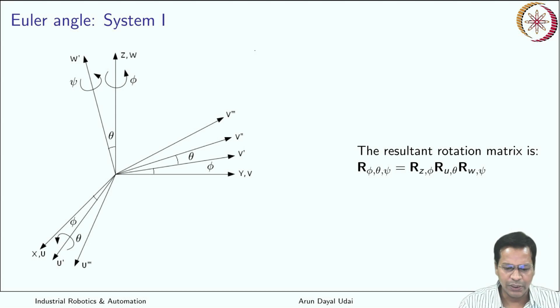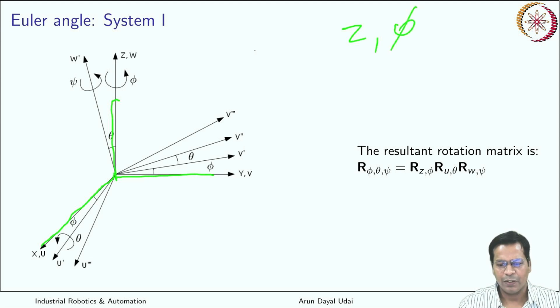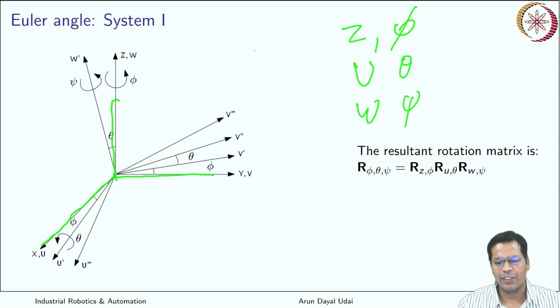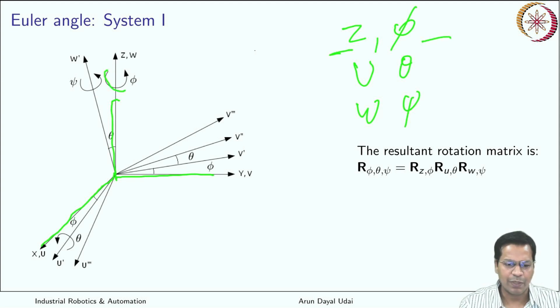So let us say you initially started somewhere over here. You initially had your vector u aligned like this, v aligned like this, and w aligned here. So the first rotation, if you talk about system 1, is rotation about the z axis by some angle. Then rotation about the local frame by an angle, then again the local frame by an angle. Three rotations are there. So see how it is happening. First you have rotated about the z axis by this angle.